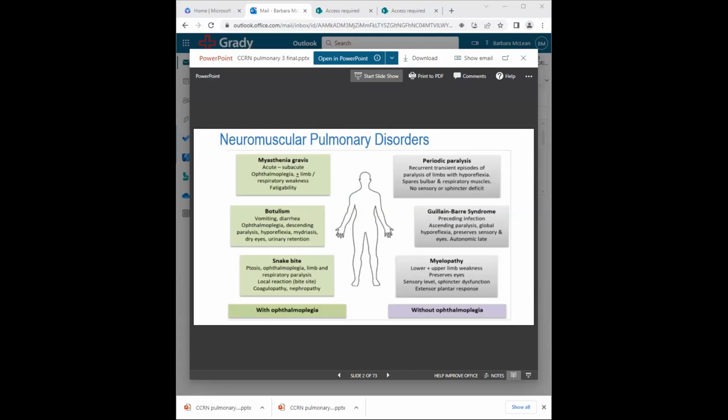This is the conclusion of Pulmonary, and today we're really going to focus on just a few more issues in pulmonary management, and then the primary focus will be on understanding ventilation.